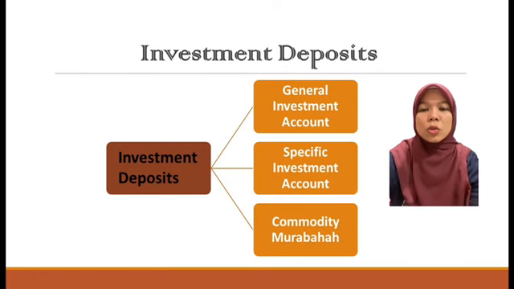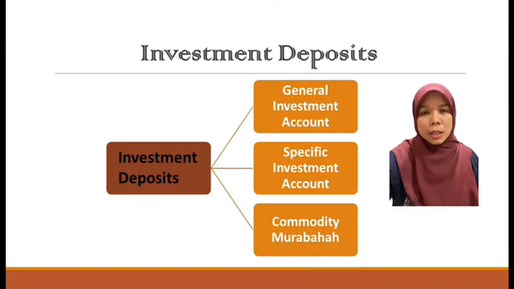Investment deposit, usually known as a profit and loss sharing account, is divided into three types, namely general investment account, specific investment account, and commodity murabahah. For general investment account, it has a set income sharing distribution with a predetermined ratio and maturity period for the investment account.